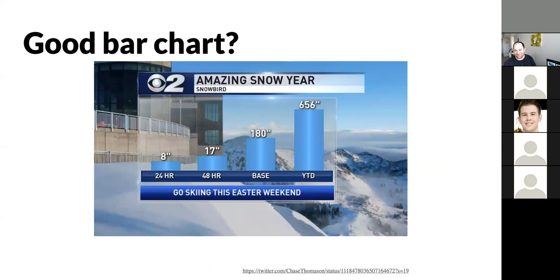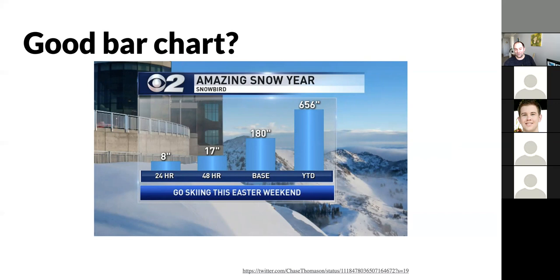Here is a bar chart that is actually about snow at Snowbird. What do you guys think about this bar chart? What's wrong about this bar chart? The bars aren't proportional to each other. Exactly. The bars are not at all proportional to each other, right? It looks like 17 inches is about half as much as 180 inches, which is about half as much as 656 inches. You see this a lot on cable or television, these kinds of things.